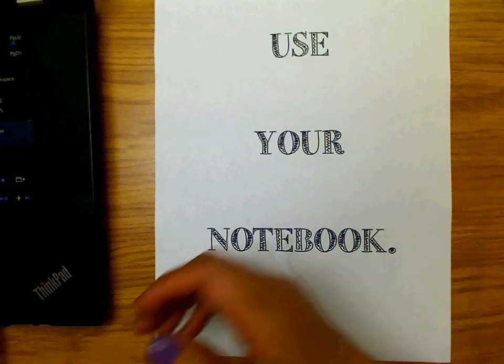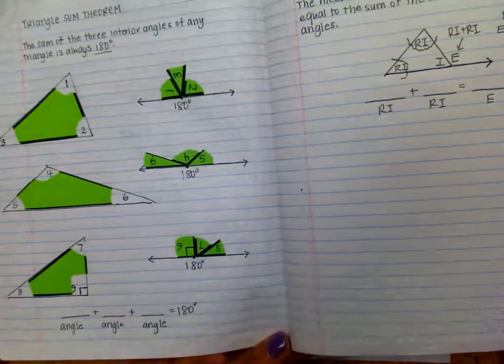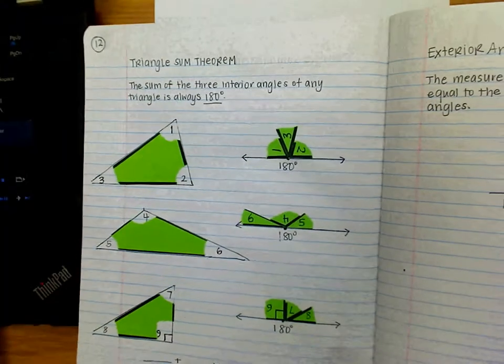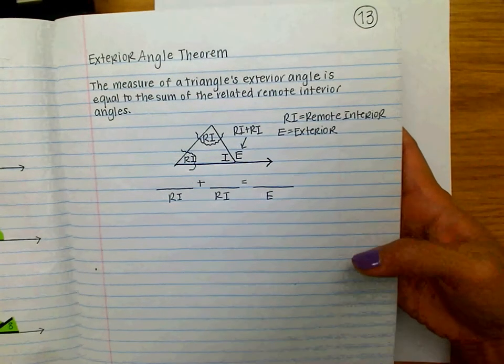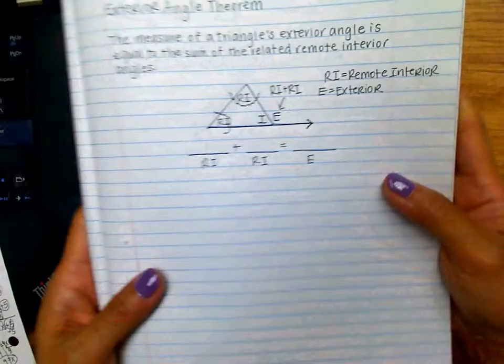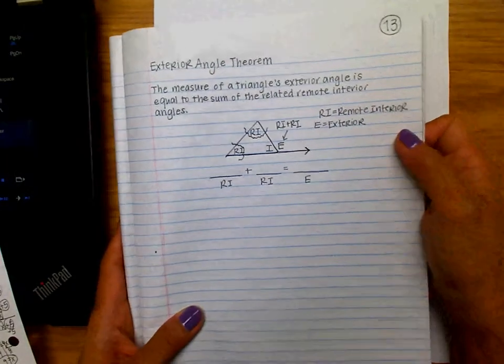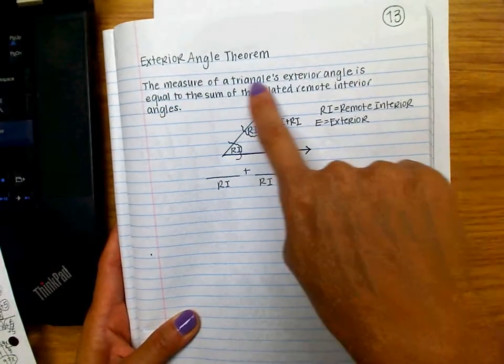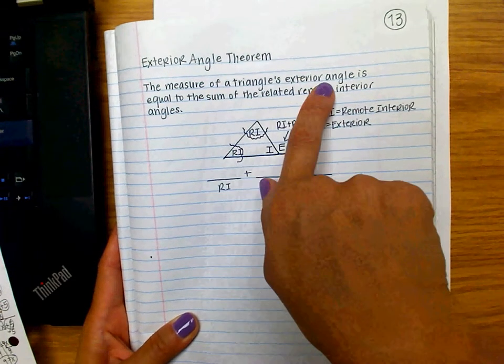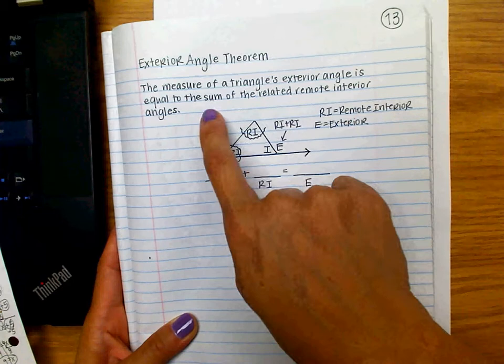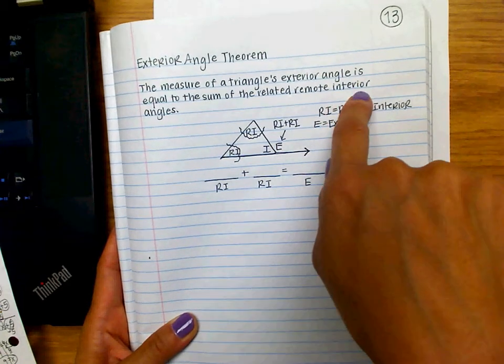Before I go over the homework, I just want to remind you guys to use your notebook, okay? So for tonight's homework, which page do you think you'll need? Page 12 or page 13? It's definitely going to be page 13. So why don't you go ahead and have it open, at least refer to it, get comfortable, maybe even read this sentence like 3 times. The measure of a triangle's exterior angle is equal to the sum of the related remote interior angles.